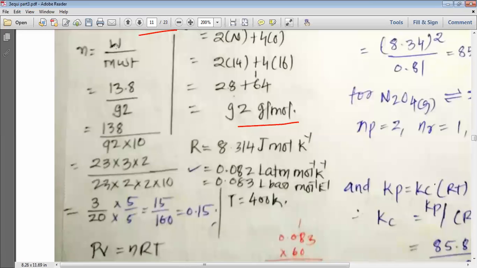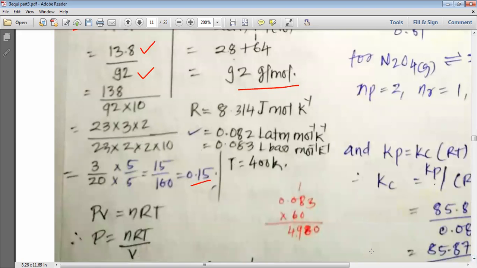We know that number of moles is equal to given mass divided by the molecular weight. So the given mass is 13.8 and the molecular weight is 92, and therefore we get the number of moles equal to 0.15. So now, my dear students, we have the value of moles equal to 0.15. We know that the value of R is 8.314 J per mole per Kelvin. We can write it as 0.0821 liter atmosphere, but to calculate Kp we need the value in bar, and that is why we take it as 0.083. The temperature is given as 400 Kelvin.